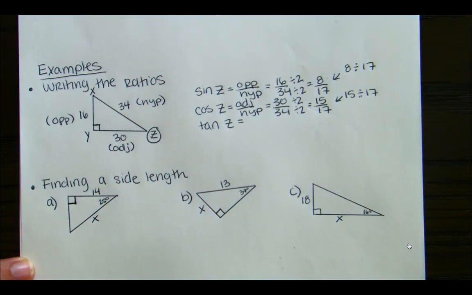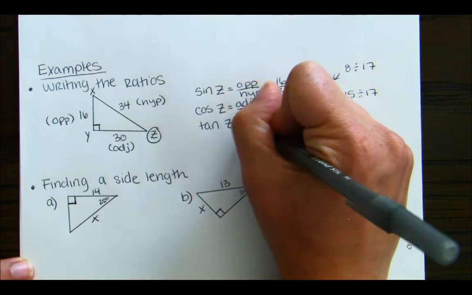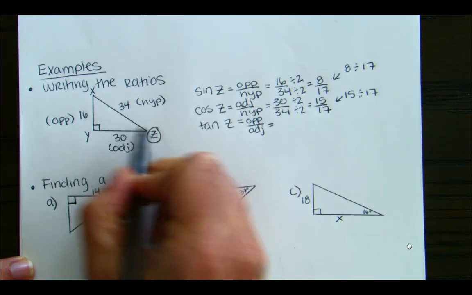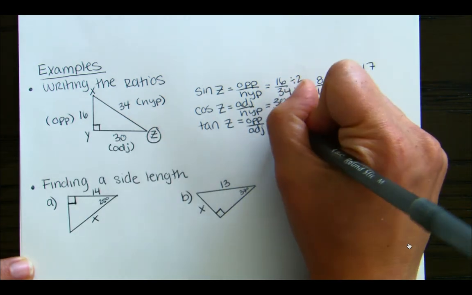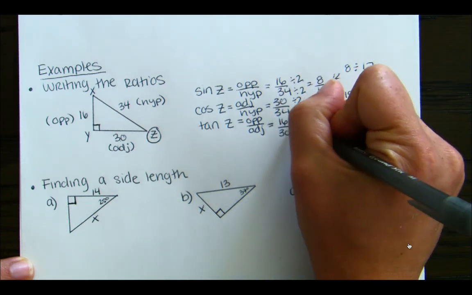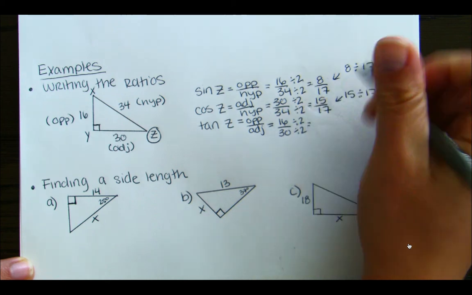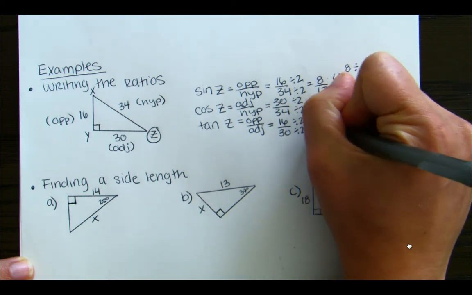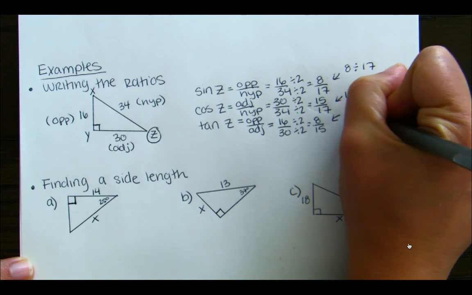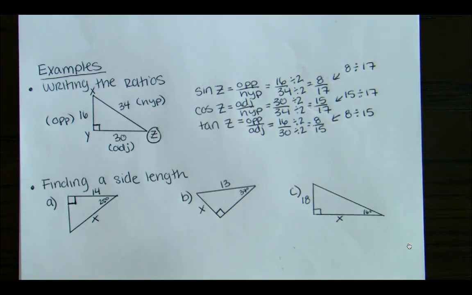The last one is tangent z, which means that I have opposite over adjacent. So I'm going to come over here. Opposite is 16. Adjacent is 30. I know they're both divisible by 2 at least. So I get 8 over 15. And again, if I want to put it into the calculator, this is 8 divided by 15. So make sure you have that.